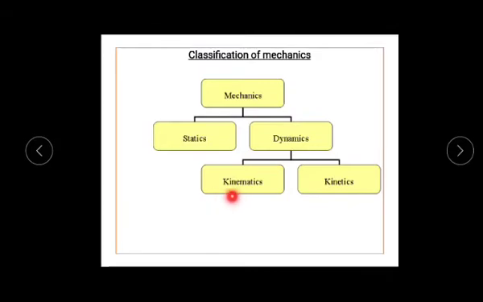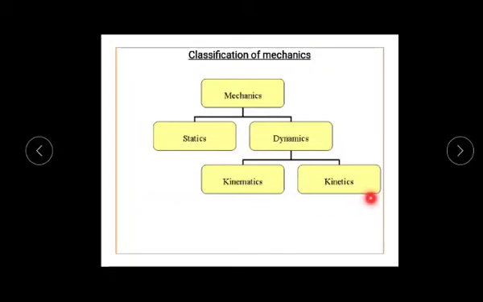If a body is moving, and we study only words like speed, velocity, distance covered, without asking any reason why that body is moving, all those will come under kinematics. So what is kinematics then? It is the branch which deals with the study of objects in motion without considering the cause for the motion. Cause means reason, without asking the reason why that body is moving. If we study in detail, that branch will come under kinematics.